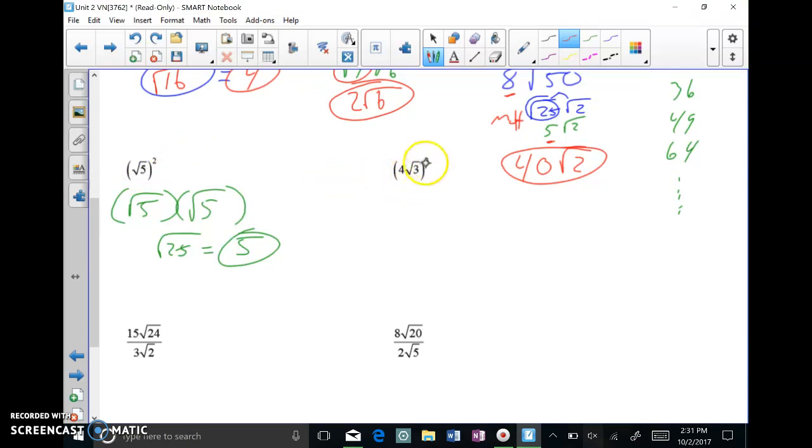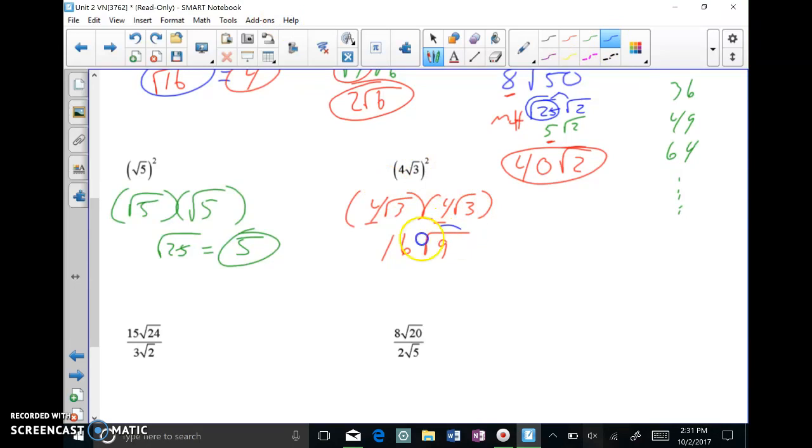So square rooting 5 and then squaring it, you're just going to be back with 5. Now 4 rad 3 squared, again, is not just 4 and 3. Again, the easiest way to approach it is to think times itself. So 4 rad 3 times 4 rad 3. Outside, 4 times 4 is 16. The inside, 3 times 3 is 9.